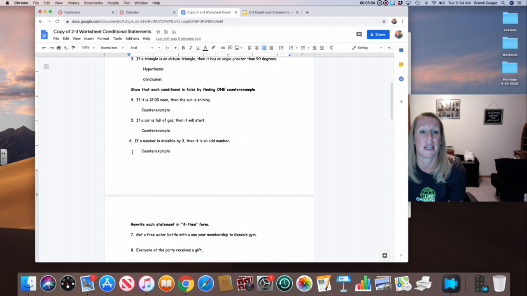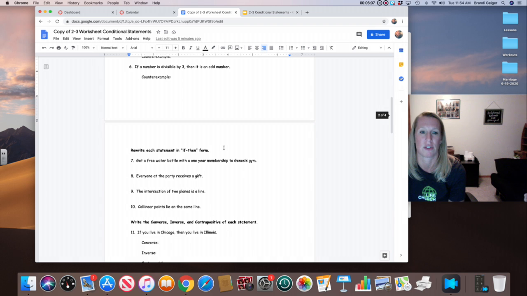Number 6 says, if a number is divisible by 3, then it's an odd number. Well, does it have to be an odd number if it's divisible by 3? What about 6? What about 18? Anyway, those are examples of counterexamples.